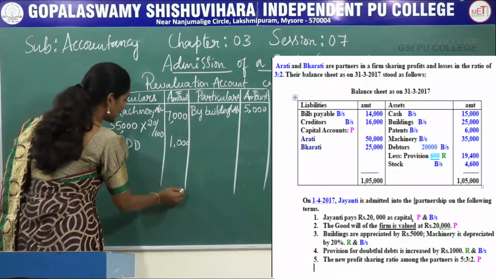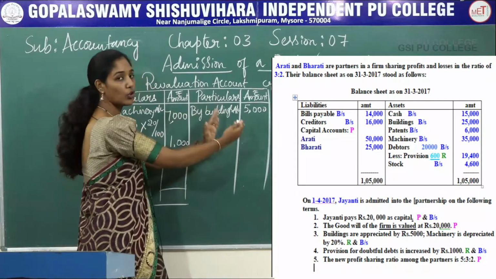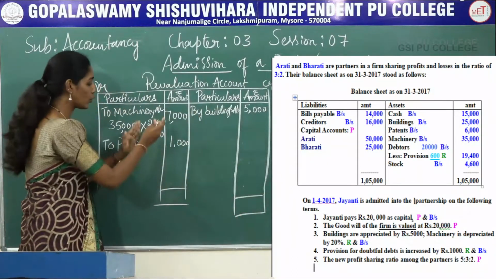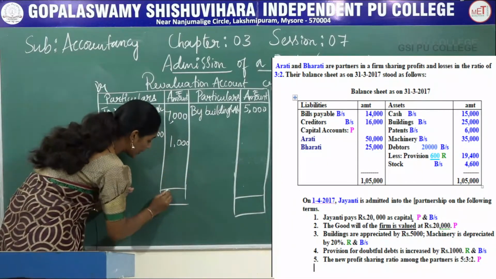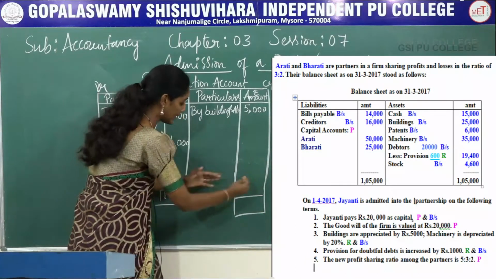So now you can see here the total of debit is more than the total of credit. So now first make a total of debit side. So you will get 8,000 and write the same total on the credit side.